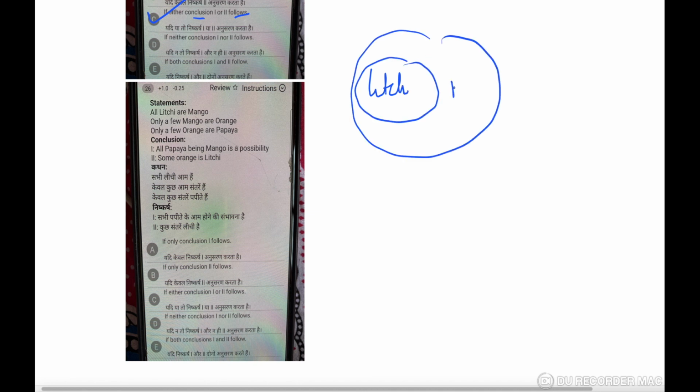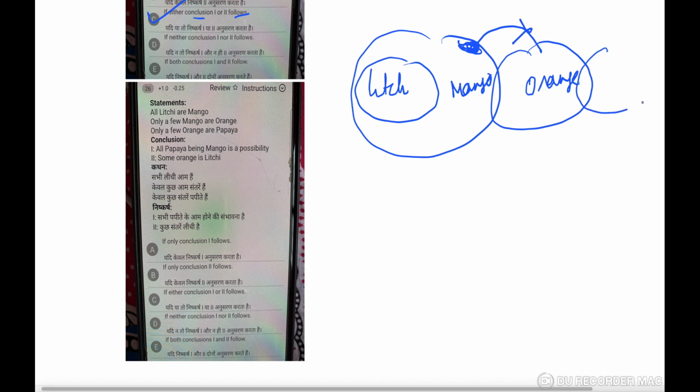Next, all lychee are mango. Only a few mango are orange. Only a few orange are papaya. Conclusion 1: all papaya being mango is a possibility. Yes, all papaya can become mango.